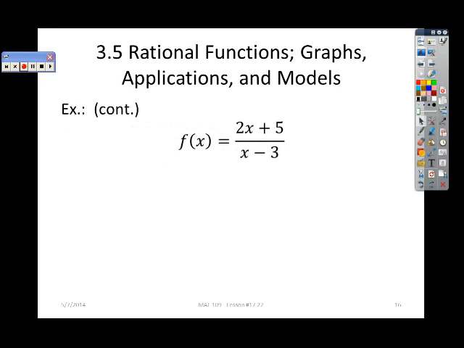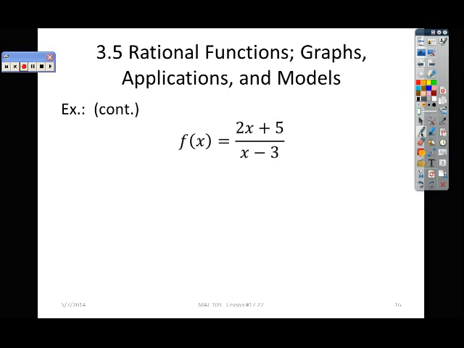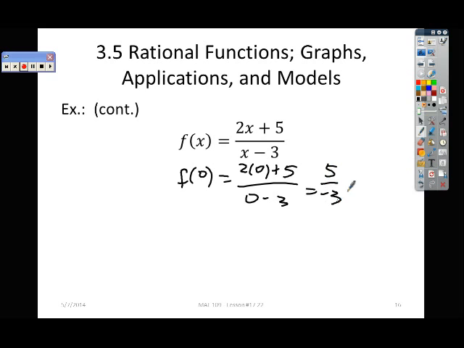have any x-intercepts. Okay, on this one, if you're trying to find the y-intercept, you would say f of 0, which means 2 times 0 plus 5, over 0 minus 3, which is just 5 over minus 3, or you don't leave the minus sign in the denominator, so it's minus 5 over 3. The y-intercept is the point 0 and minus 5/3. Wherever x is up here, put a 0 in place of it.